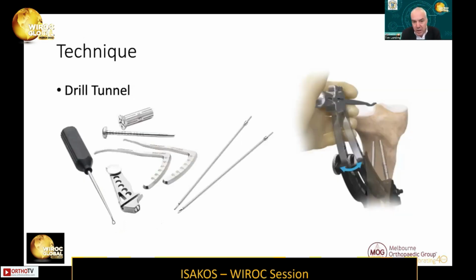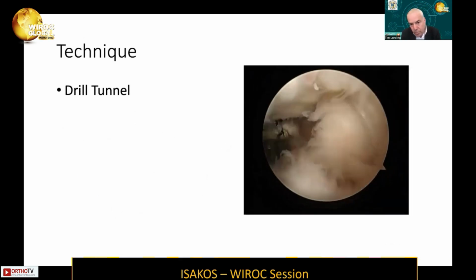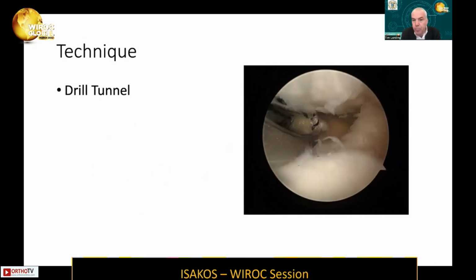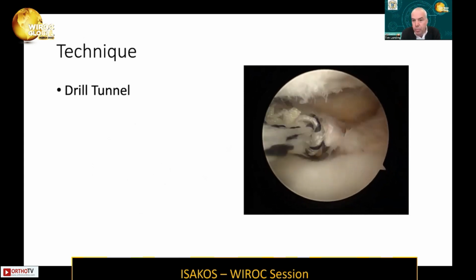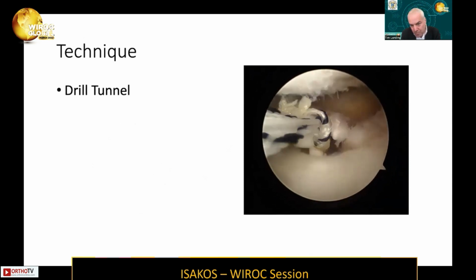The next step is to drill a tunnel. I use a short oblique incision, roughly similar in position to where we'd make an incision for a hamstring harvest. Again, multiple companies now have their own devices for this. Here we see the guide coming in. And then we see the drill coming up into that pre-prepared bed.